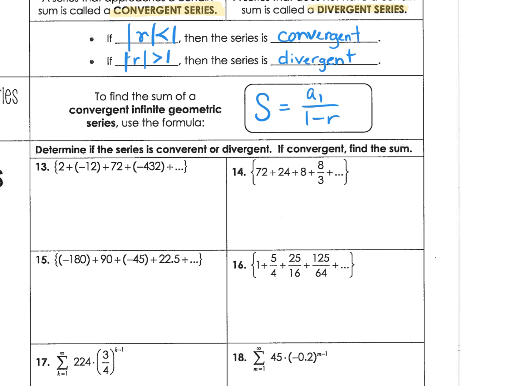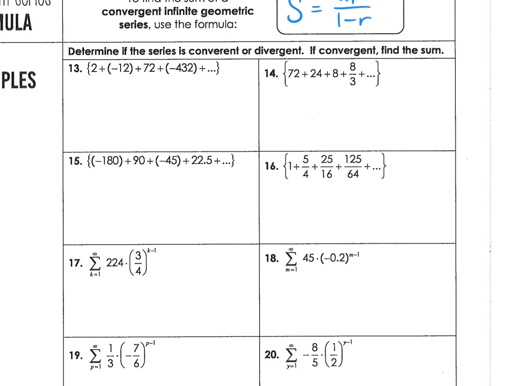Okay? So in this one, we don't need N because N's infinity. We just need 1 minus R. We need R and A sub 1. So how do we find that? Well, take a look at them. First thing we need to figure out is R, because that's going to tell us whether it's convergent or divergent. Okay? So how can I find R here? What's the easiest way to do that?